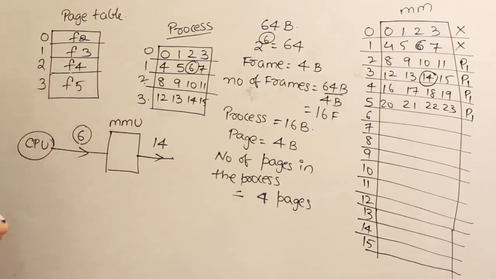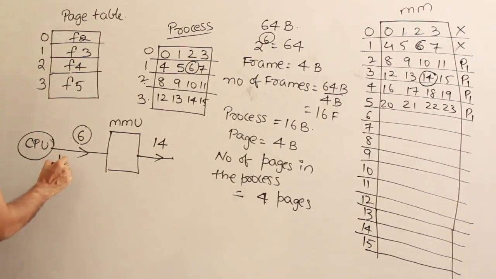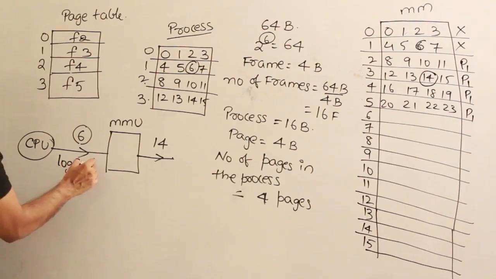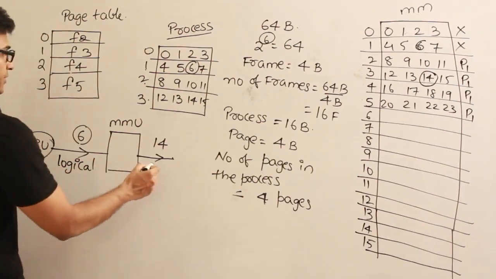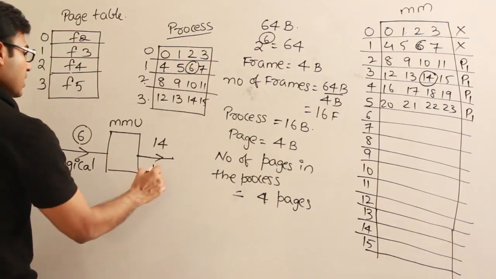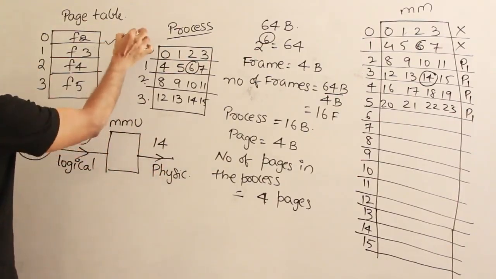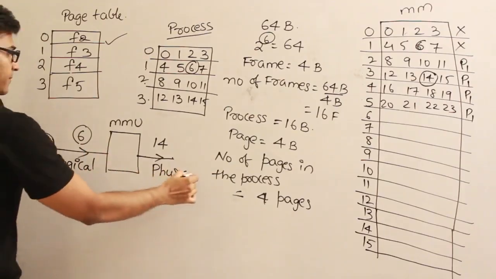Present in frame number 5. Therefore pages 0, 1, 2, 3 of the process are present in frames 2, 3, 4, 5 of the main memory. That is the relationship, right? Now, by looking at the logical address: whatever the CPU generates is called the logical address, and whatever the memory management unit generates, which has to be presented to main memory, is called the physical address, right? Now using this page table, we are going to do this conversion.